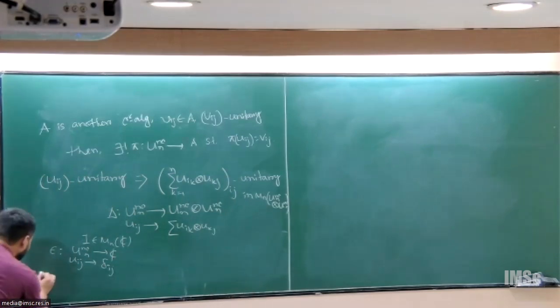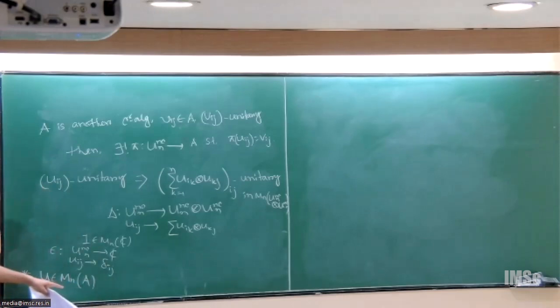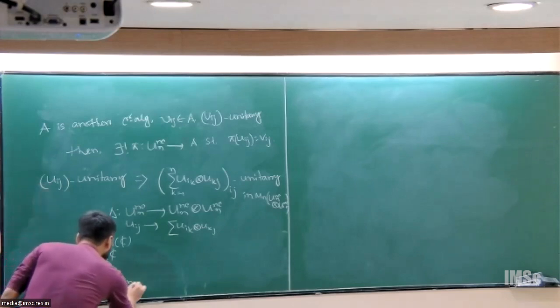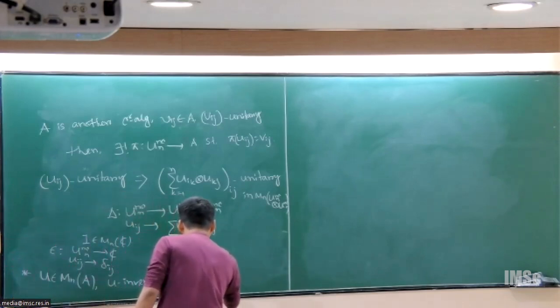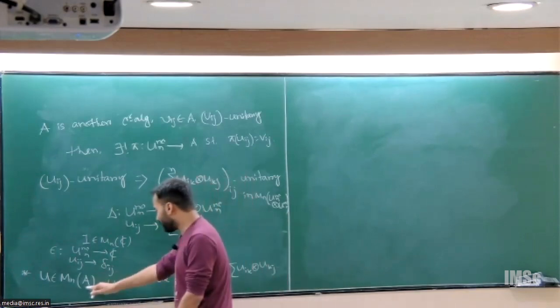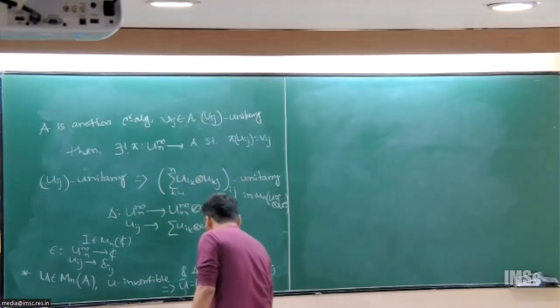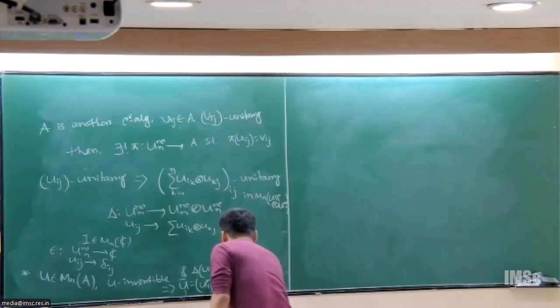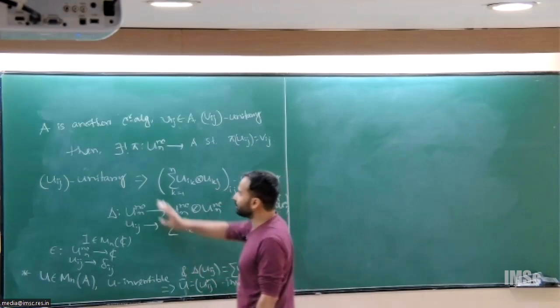Like if U belongs to M_n of A, where we take A as a compact quantum group, and U is a unitary representation, meaning U is invertible, and delta of e_ij is U_ik tensor U_kj. If A is a compact quantum group, then U bar, defined by U_ij star, is also invertible. So this is the result. Using this result, one can prove that U_N(C) is not a compact quantum group.